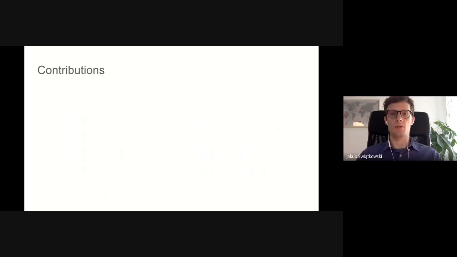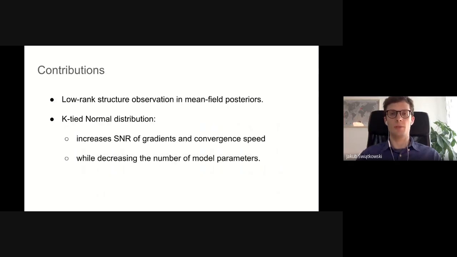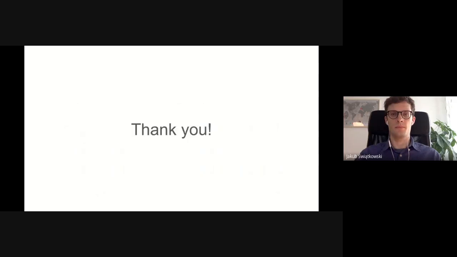To sum up, our contributions are the low-rank structure observation in the mean-field posteriors, and the k-type normal distribution, which increases the signal-to-noise ratio of the gradient estimates as well as convergence speed, while decreasing the number of model parameters.